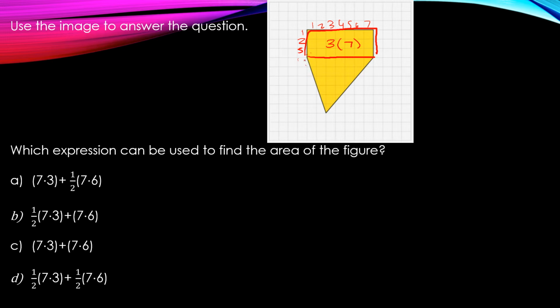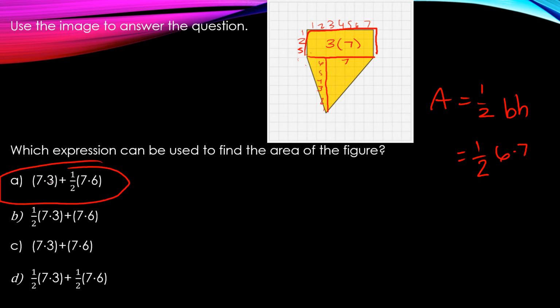And then for my triangle, this bottom is still 7, and I need to count my height, which is from the highest point of my triangle down to my base, and that would give me 1, 2, 3, 4, 5, 6. So don't forget that your area formula for a triangle is 1/2 base times height. So this would be 1/2 6 times 7. So we are looking at this answer here. So 7 times 3, this is my rectangle, and 1/2 7 times 6, which is my triangle.